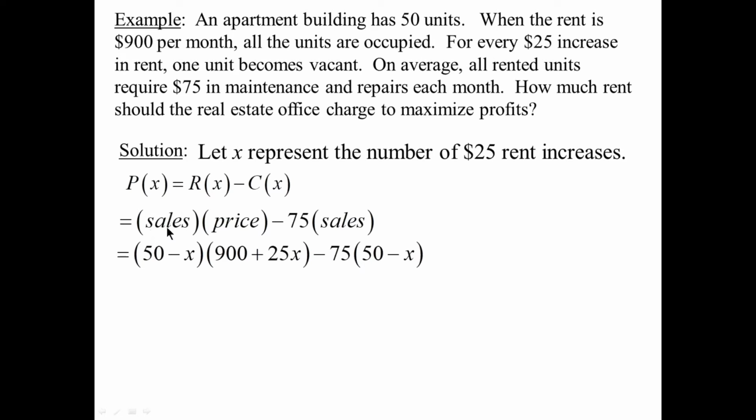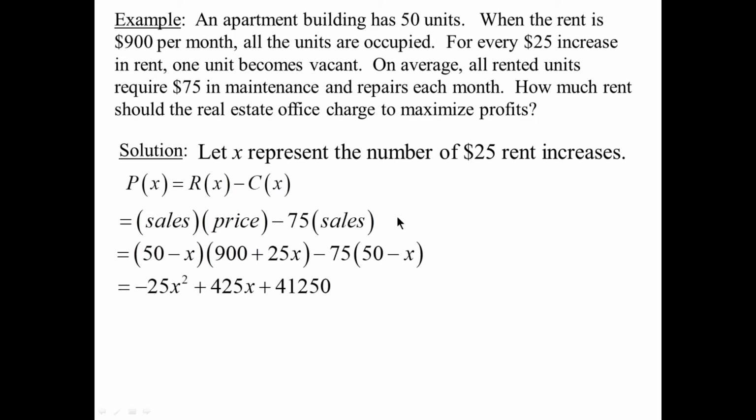We see that we have the word sales in our work. And below that, we have 50 minus X, because 50 minus X is the number of apartments that are rented. So 50 minus X is the number of sales. And so if sales is 50 minus X here, sales must also be 50 minus X here. Having developed this expression for profit, we have to multiply it out and collect like terms. That's an exercise I'm going to leave to the student. Pause the video, multiply it out, and arrive here.